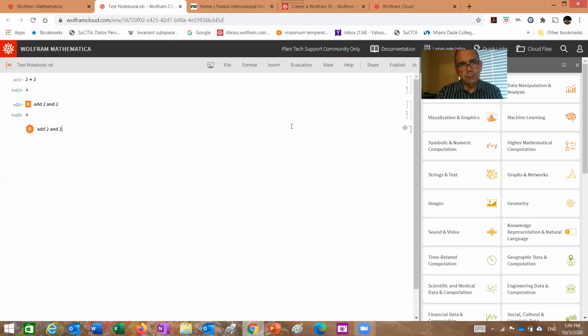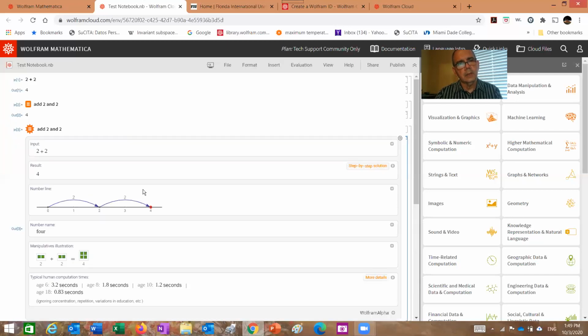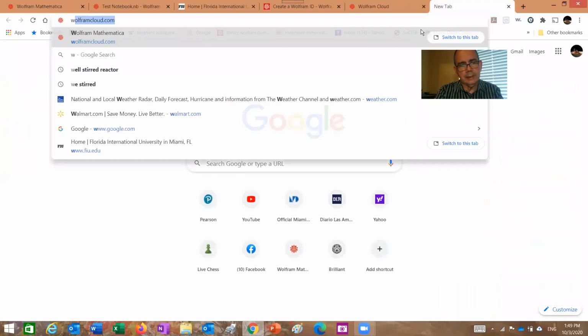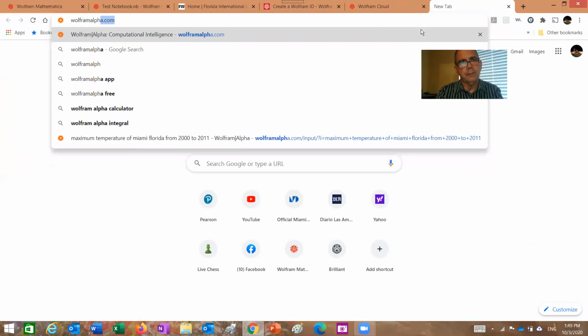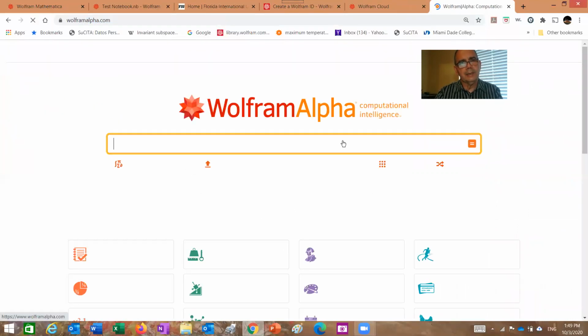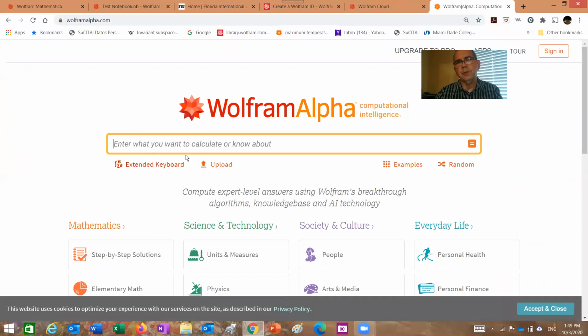And then you press Shift and Enter, and you get the output as it is given when you use Wolfram Alpha. You know, Wolfram Alpha is this website, wolframalpha.com. It's a website where you don't have to open an account to use Wolfram Alpha.